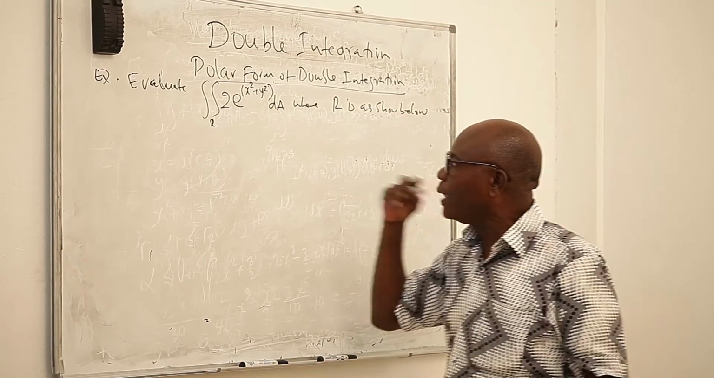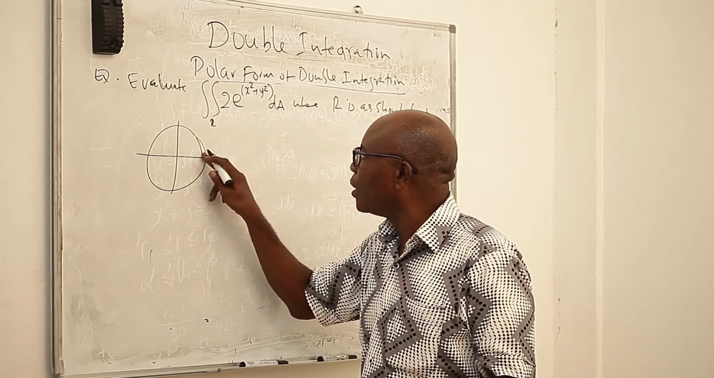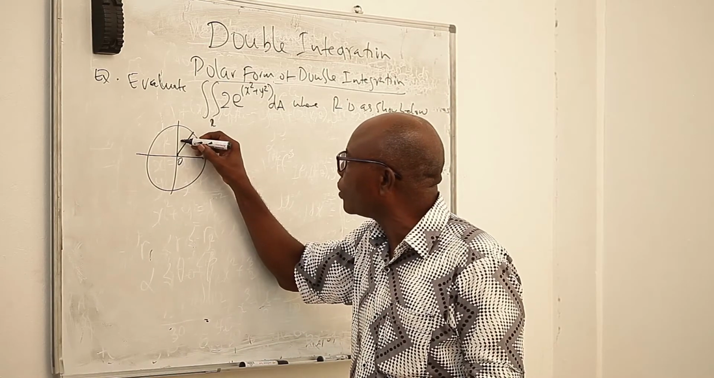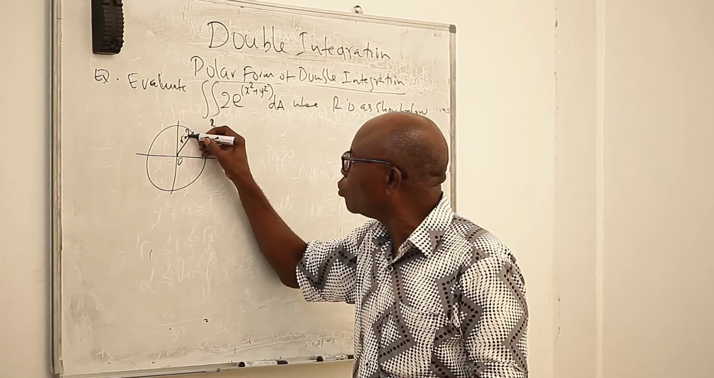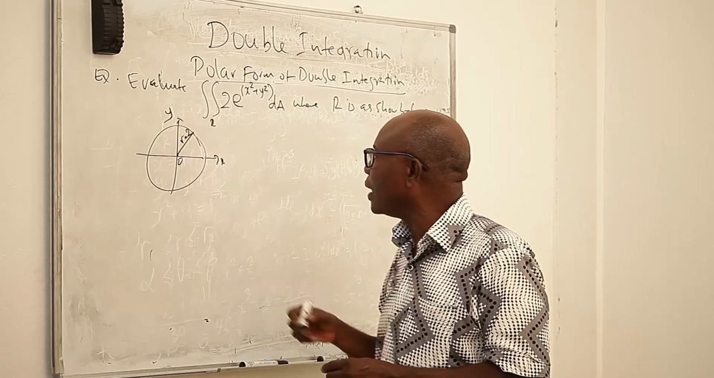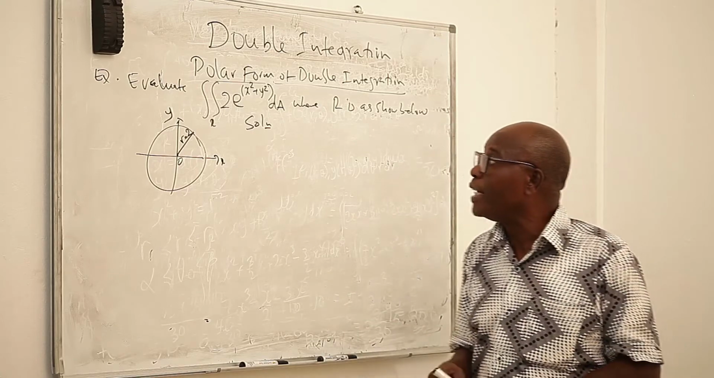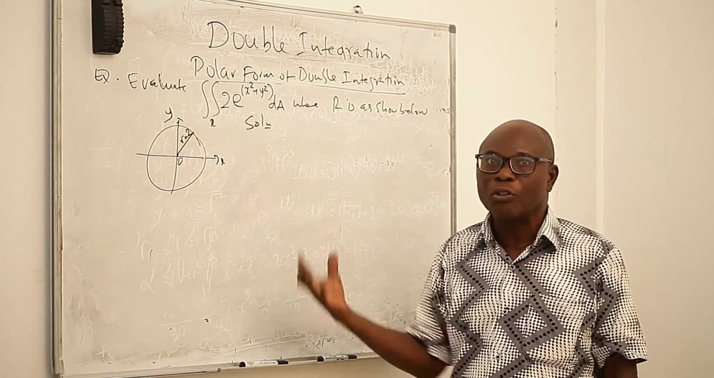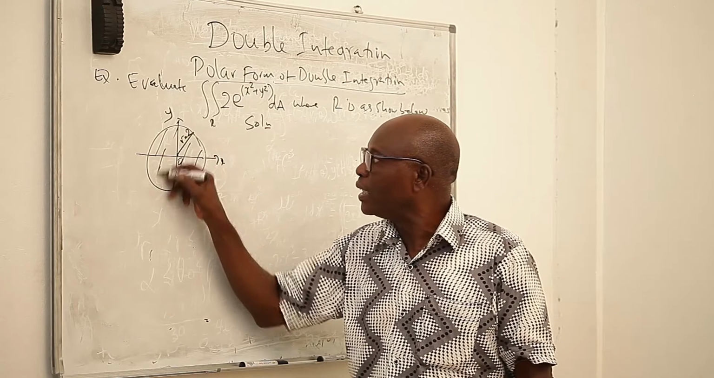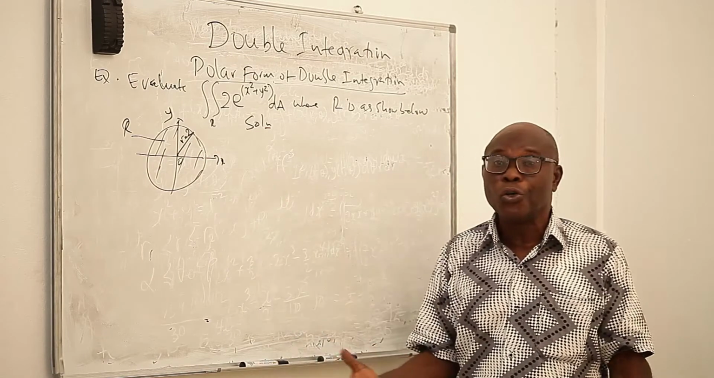R is a circular region centered at the origin, with radius r equal to 2. So this is the x-axis and y-axis. To solve this, you see that it becomes very difficult because it's circular, and difficult to formulate the region of integration in rectangular form. So we leave it like that.